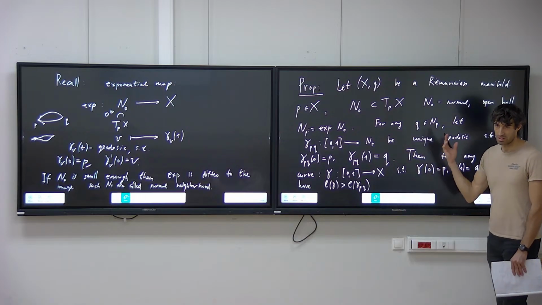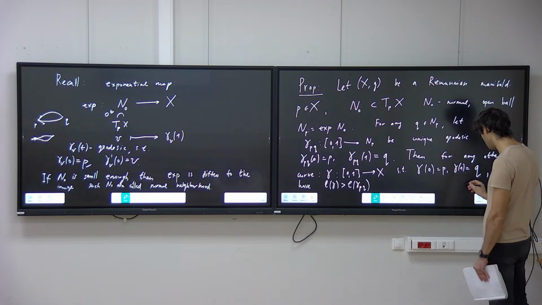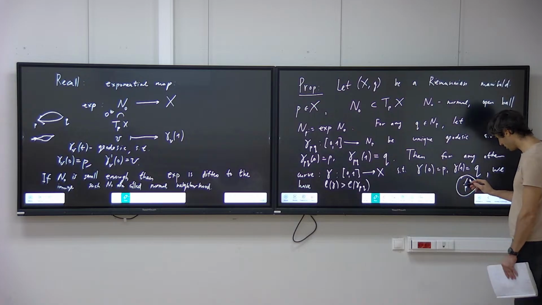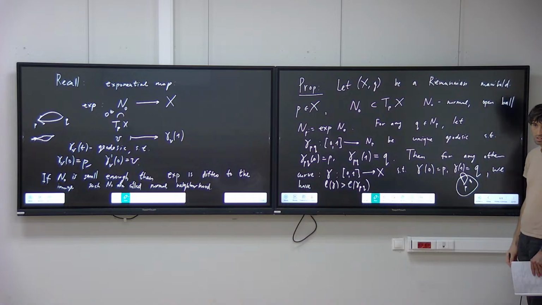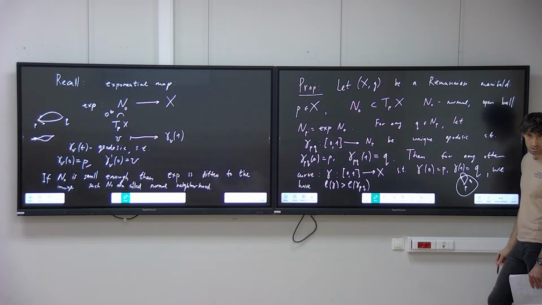So, is the statement clear? Basically we say the following. Let's take P and Q inside N0, and there is a geodesic. And then if you take any other curve, it can even go outside, it doesn't really matter. Then the length of this curve will be greater than the length of the geodesic.